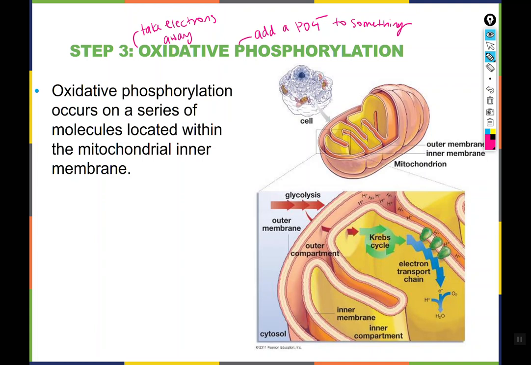So the oxidation part is performed by enzymes in the electron transport chain, and that's just a way to pass electrons along to meet a particular goal. And then the goal is really to create a proton gradient in the intermembrane space, and that permits the phosphorylation of ADP to ATP. So this occurs on a series of molecules located on the inner mitochondrial membrane. So not here and not in here, but on this membrane in particular. So let's look a little closer at that.